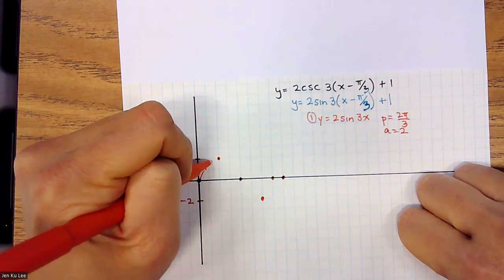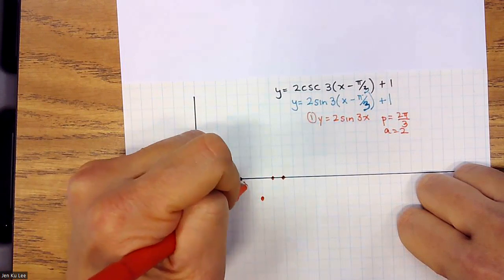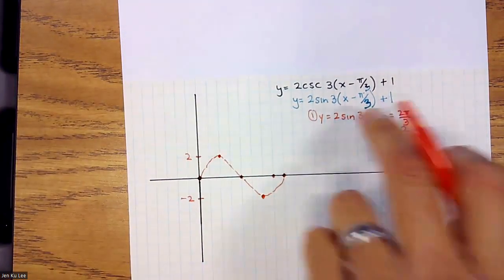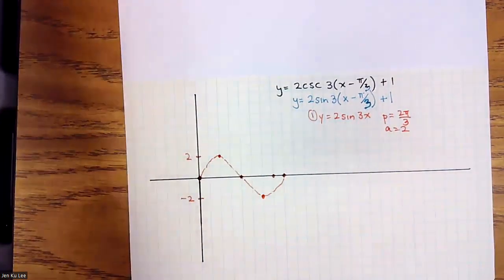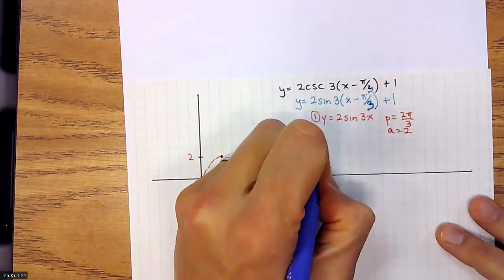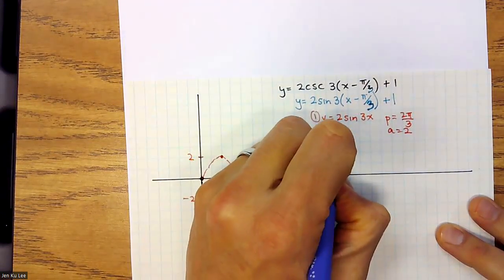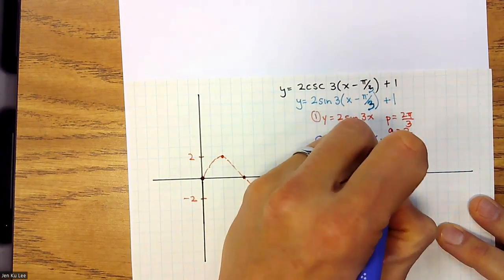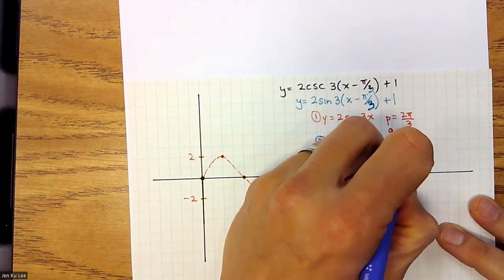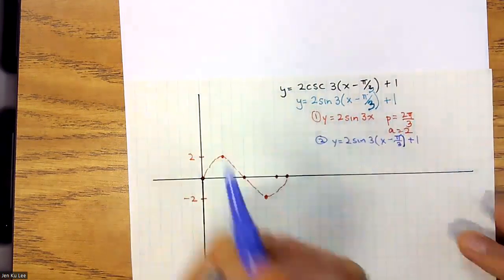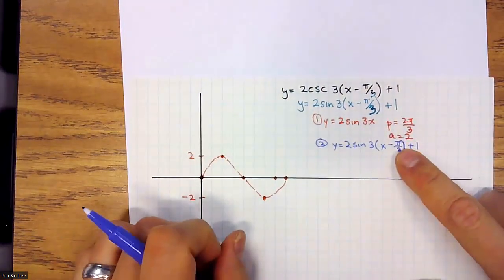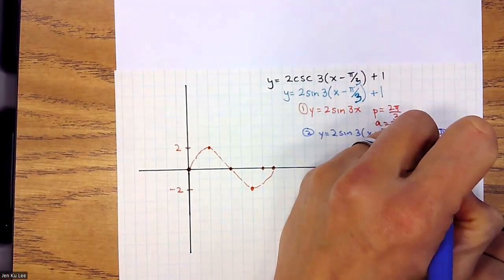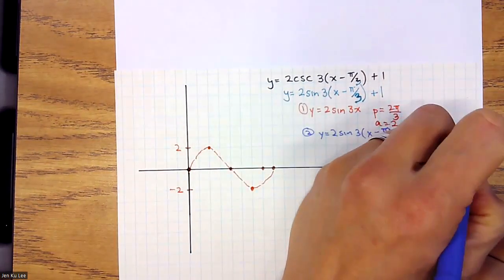Okay, so this is y equals 2 sine of 3x. Okay? The next function that I'm going to graph is y equals 2 sine of 3, the whole thing, x minus pi over 3 plus 1. So this minus pi over 3 means that I'm going to move this guy over to the right pi over 3 units. The plus 1 is up 1.